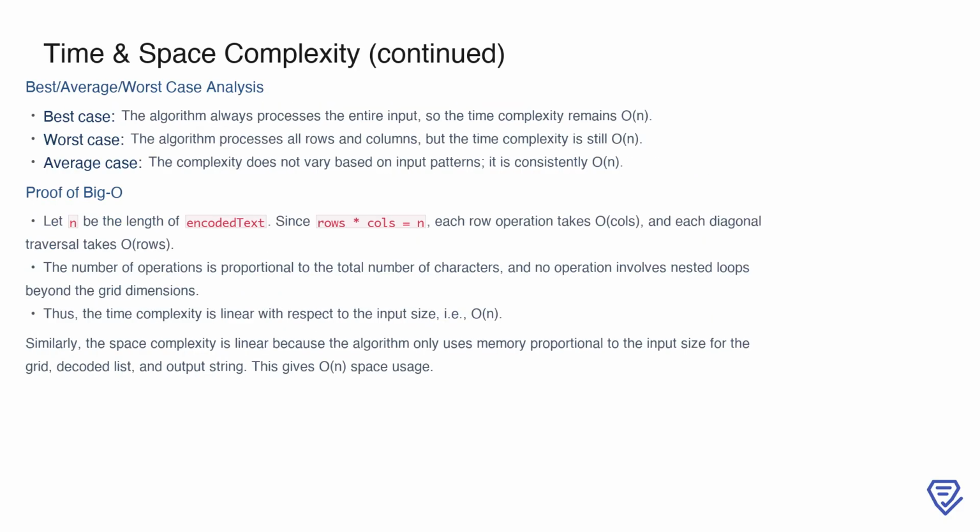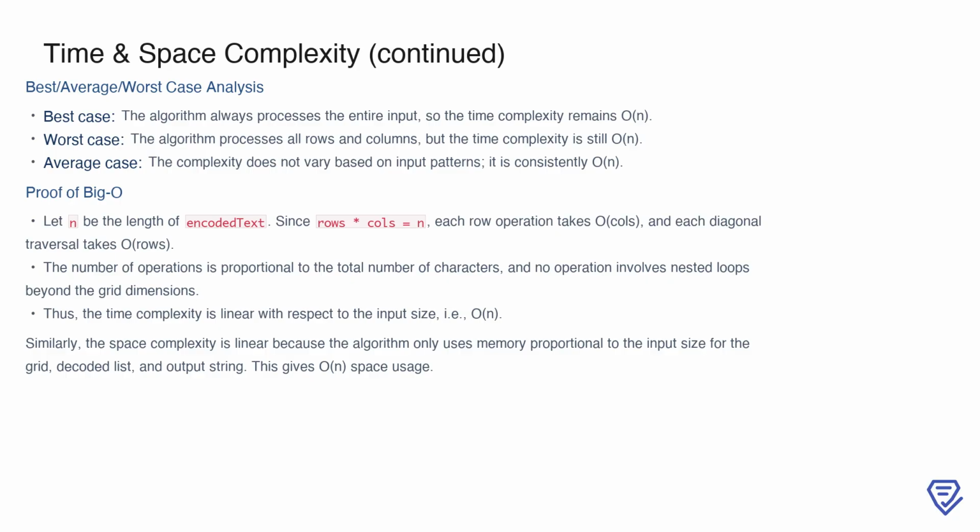The best, worst, and average case scenarios all yield the same time complexity of O(n). This is because the algorithm always processes the input string in its entirety, regardless of the specific arrangement of the grid. The proof of this linear complexity lies in the fact that each grid operation, whether slicing rows or traversing diagonally, is proportional to the number of characters in the input.